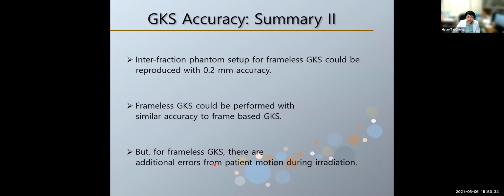But we should always remember that for frameless gamma knife surgery, the patient can move during irradiation. It's out of our control. Even if we use a very tight mask, the patient can still move up to 1 millimeter or so. So we must not forget that the patient can move during frameless gamma knife surgery.